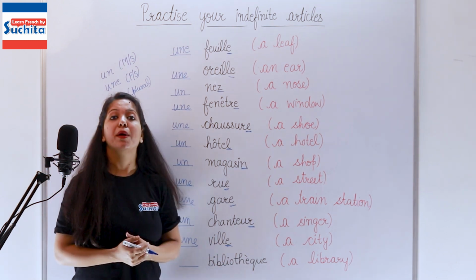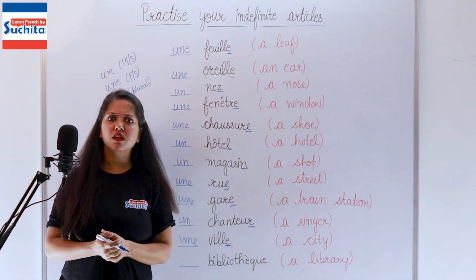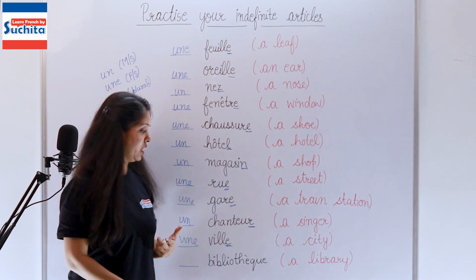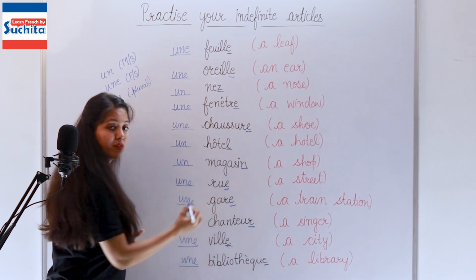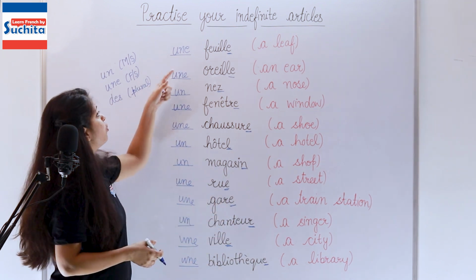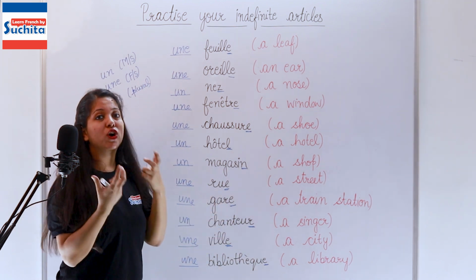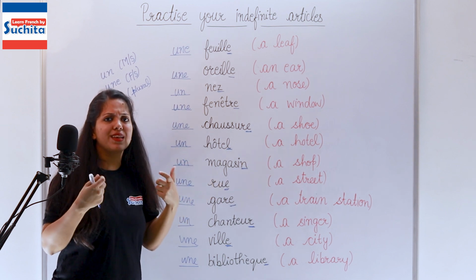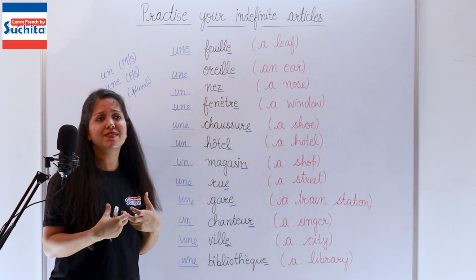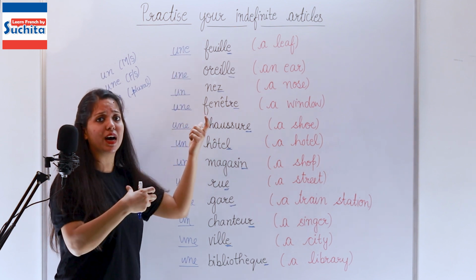And finally, we have bibliothèque. Bibliothèque, which means a library. Now, it ends with the letter E, so we say une bibliothèque. Je répète, hein? Une feuille. So when you learn it, learn it along with the article. Do not just learn feuille, just make this a habit that you have to learn with the article.